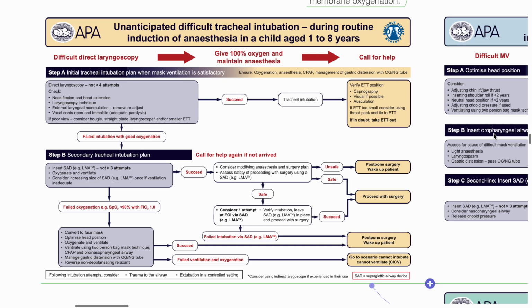If failed oxygenation, SpO2 less than 90% with FiO2 1, convert to face mask, optimize head position, oxygenate and ventilate. Ventilate using 2-person back mask technique. CPAP and oral or nasopharyngeal airway. Manage gastric distension with OG or NG tube. Reverse non-depolarizing muscle relaxant. If successful, postpone surgery and wake patient up. If failed ventilation and oxygenation, go to scenario of CICV. Following intubation attempts, consider trauma to the airway and extubation in controlled setting.